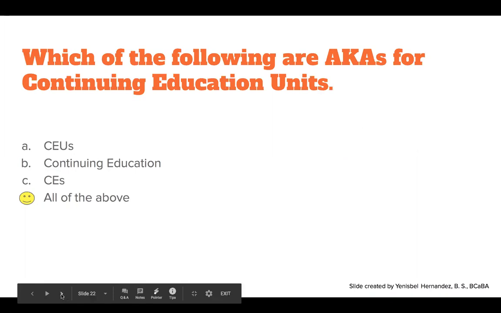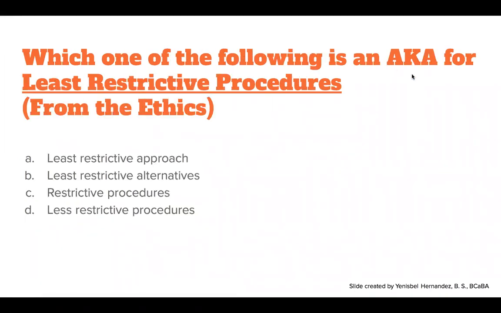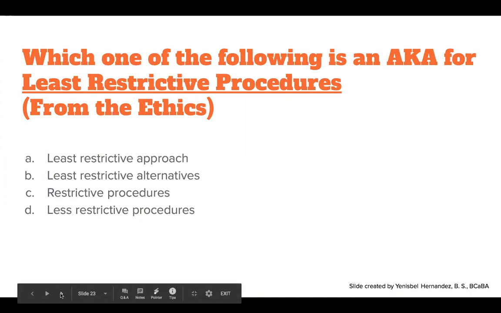Okay, so let's see which one. Which of the following is an AKA for least restrictive procedures from the ethics? Least restrictive approach, least restrictive alternatives, restrictive procedures, or less restrictive procedures? Which of the following is an AKA for least restrictive procedure? Can you repeat it? I think it's D, less restrictive procedures.